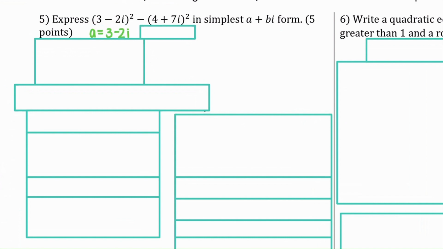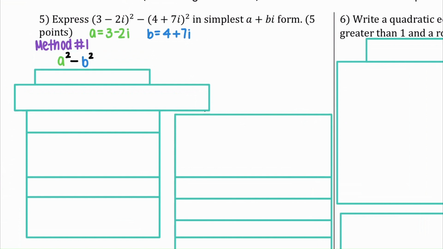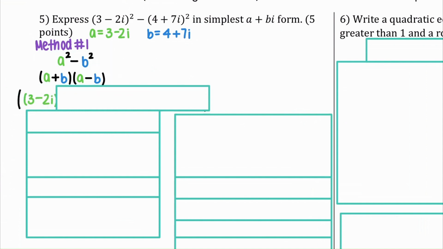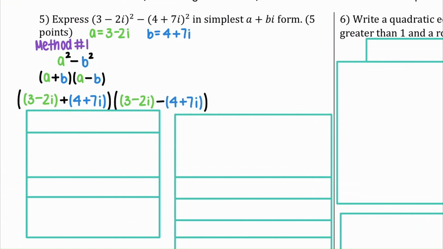Let's let a equal 3 minus 2i, while b is 4 plus 7i. So if we rewrite or translate it, we can rewrite it as a squared minus b squared, a difference of two squares. And we know that we can factor that into a plus b times a minus b. And so by substitution, if we were to apply what a and b truly are, that will give us 3 minus 2i plus 4 plus 7i times 3 minus 2i minus 4 plus 7i.